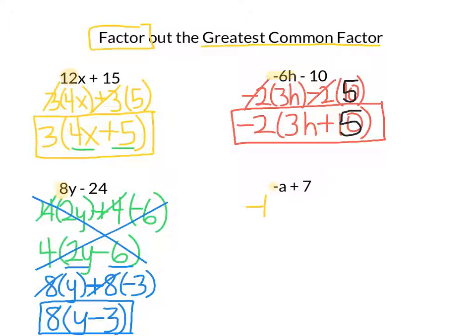Negative 1 times a. And if I factor out a negative 1 of the first term, I need to factor out a negative 1 of the second term.